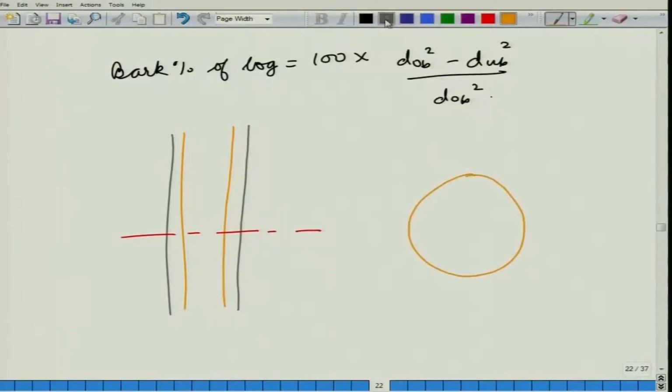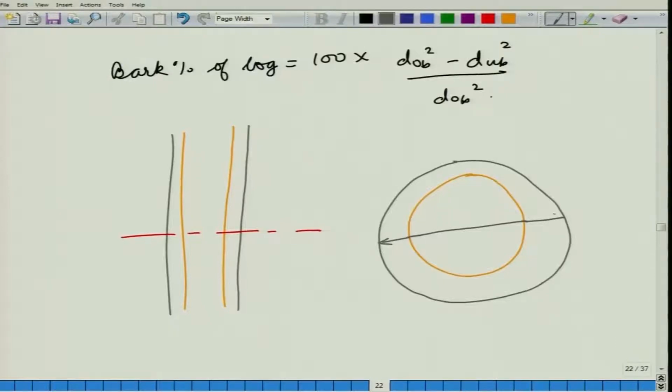So, you have the inside, the diameter under bark, and then you have, so this is the DOB, this thing is the DUB, and this is the bark thickness T. Now, because this cross section is there all around, we might consider this as concentric cylinders.